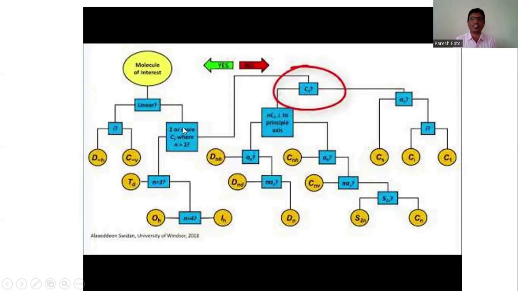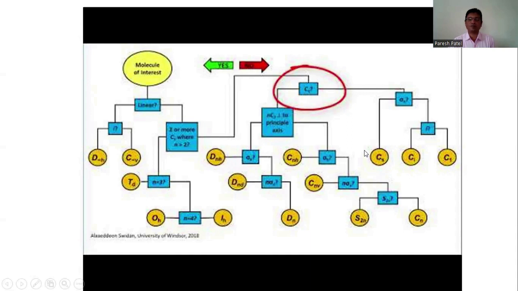Now, if multiple higher order axes are absent, then we have to check whether any proper or improper axis of symmetry is present or absent. If no proper or improper axis of symmetry is present, then the point group may be C1, Cs, or Ci. If σh is present, then the point group is Cs. If i is present, then the point group may be Ci. If both are absent, then the point group may be C1.